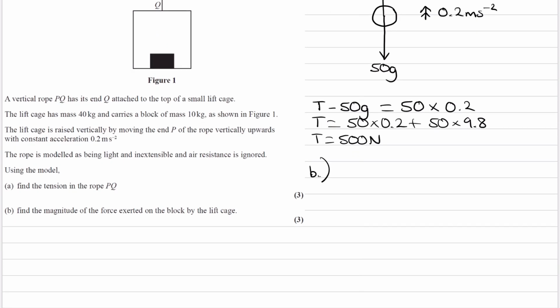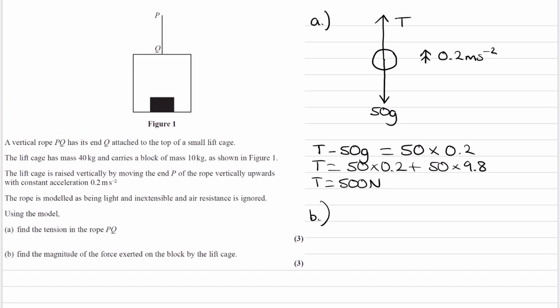And for part B, we're asked to find out the magnitude of force exerted on the block by the lift cage. So let's consider the block. So here is the block. We know the weight of the block is 10g, and there is an upwards contact force from the floor of the lift on the block. I'm going to call that R. And these are the only two forces acting on the block. There's no tension. The tension acts on the lift cage itself. The weight of the lift is not considered here as well. We're only considering the weight of the block. So these would be the only two forces.